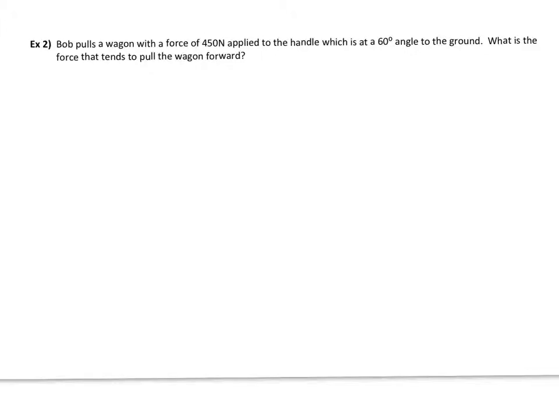Example 2 is talking about Bob pulling a wagon with a force of 450 newtons applied to the handle, which is at a 60-degree angle to the ground. What is the force that tends to pull the wagon forward? So I'm going to simplify my diagram here.